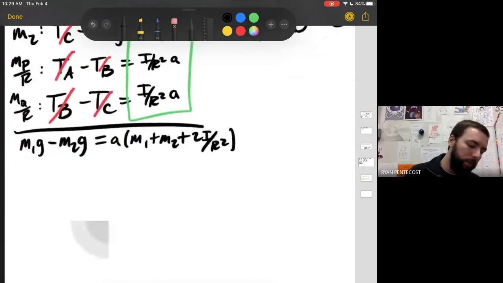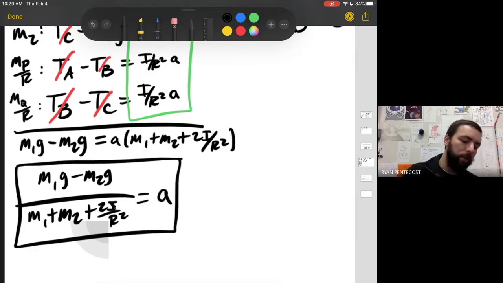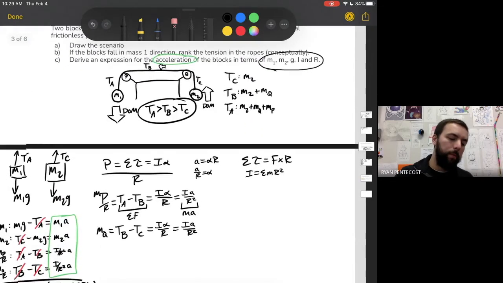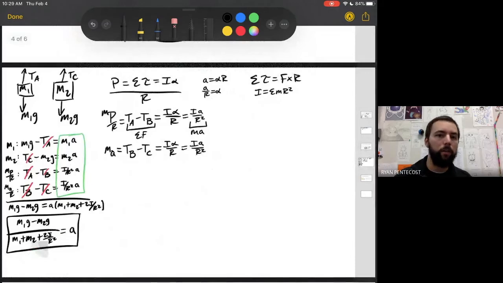Now to get your linear acceleration, you're going to divide M1G minus M2G by M1 plus M2 plus 2I over R squared. And that all equals the linear acceleration of this pulley system. So that's how you're able to do that. Stack and rack is going to be your friend when we start using summation of torque and summation of forces in the same problems.